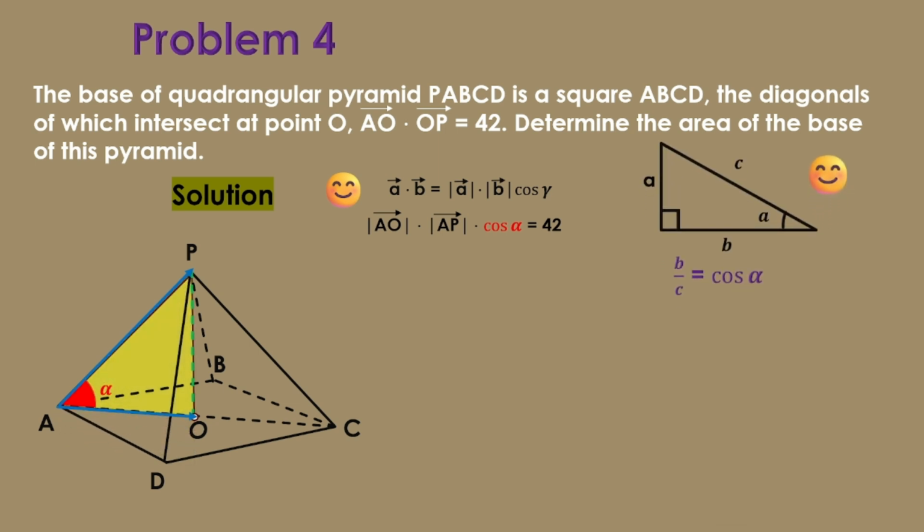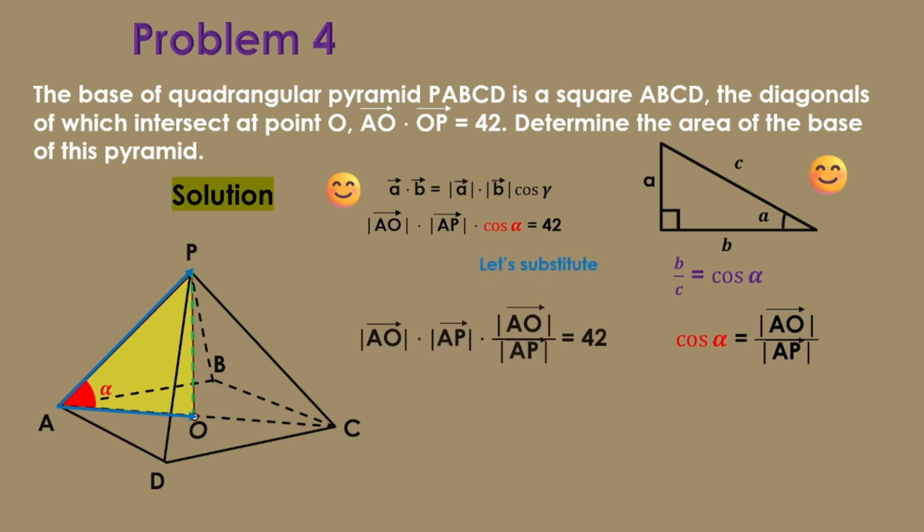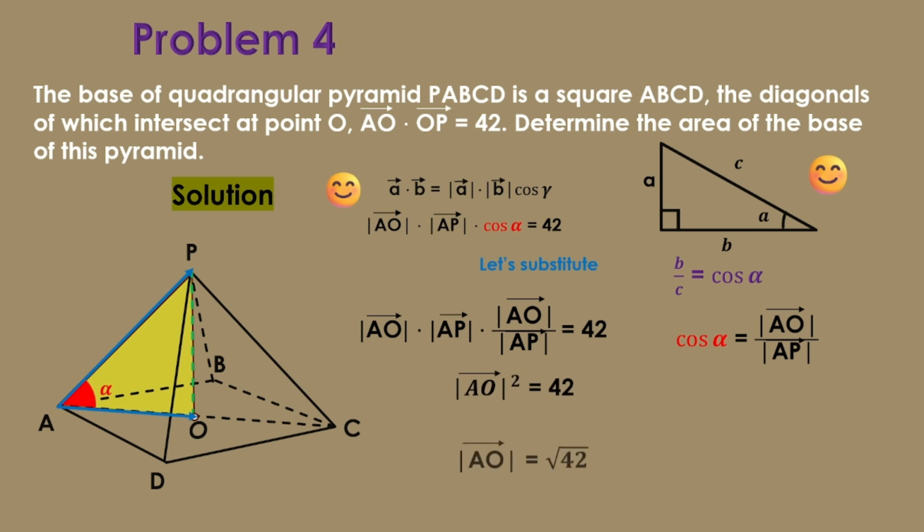Then we must recall the definition of cosine, which is the ratio of the adjacent leg to the hypotenuse, and I will highlight the right triangle AOP in yellow because we will need it now. Cosine alpha will be equal to vector AO divided by vector AP. Then instead of cosine alpha in our formula, we must substitute this ratio AO to AP. And after reductions, we have that the length of the vector AO squared is equal to 42. Hence, the length of the vector AO will simply be the root of 42.